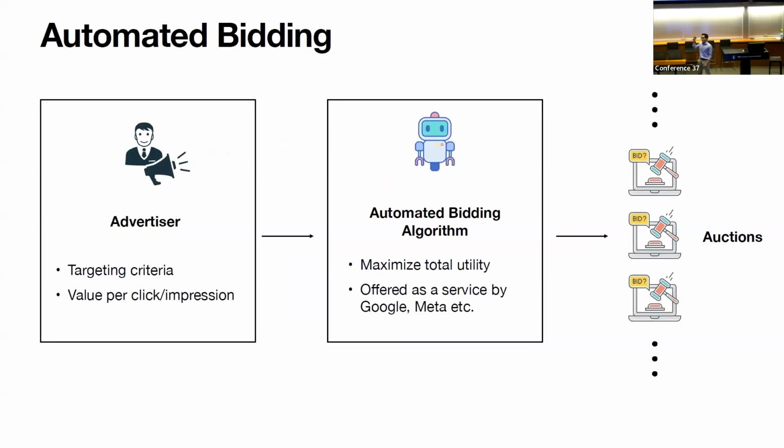So the setup is as follows. Advertisers have high-level objectives, targeting criteria, value per click or impression. They give these objectives to the automated bidding algorithm that then goes out there and bids on their behalf in these auctions with the goal of maximizing total utility.